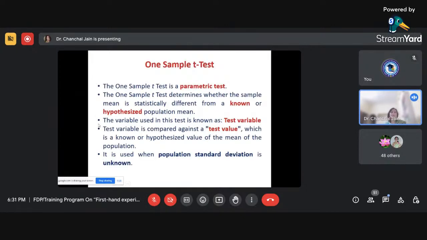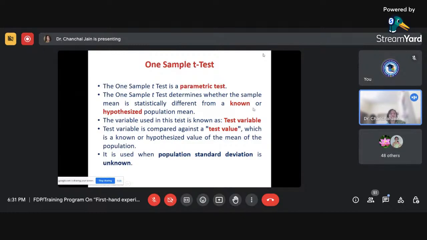Now, as I said, the one sample t-test is a parametric test because in the one sample t-test, we are considering the parameters of the population. I'll show you the formula in the upcoming slide. In the formula itself, you can see what parameters we are using, right? We use the one sample t-test to determine whether the sample mean is statistically different from the known or hypothesized population mean or not.